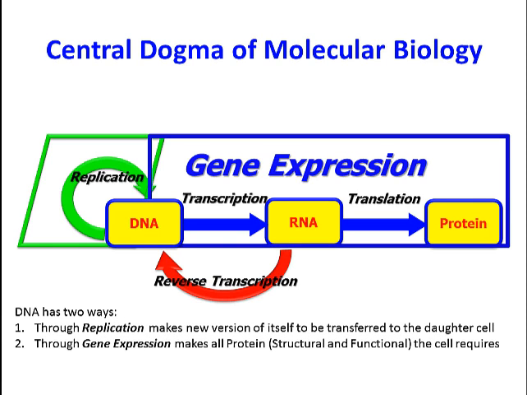And as a general explanation, we should say that DNA has two ways to go: through replication and through gene expression. Through replication, it makes a new version of itself which is transferred to the daughter cells. And through gene expression, it makes all the protein the cell requires. These proteins could be structural or functional.